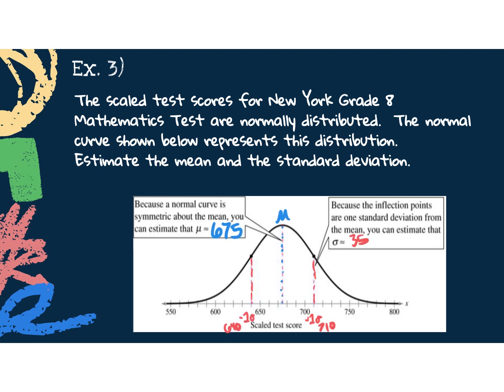Okay, hopefully you got a chance to try that. We should have a mean of 675 if you look at that line of symmetry. It comes down right there at 675. Then to find our standard deviation, we want to look at those inflection points because they're both one standard deviation away from the mean. So if we have an inflection point at 640 and an inflection point at 710, that would give us a standard deviation of 35, because that's how far each of those numbers is from a mean of 675.